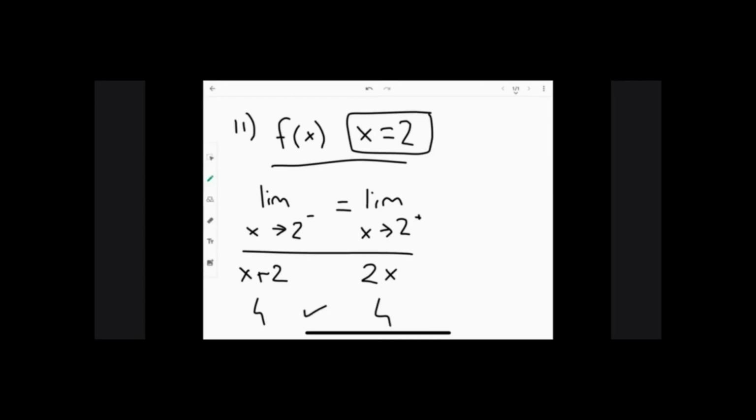So if 4 and 4 are equal, and the function does exist at x equals 2, as you see in the third part, we know that the function is continuous, which means that part 5 is true, and therefore part 6 is false. Question 12 also asks us to find out which of the following is true.